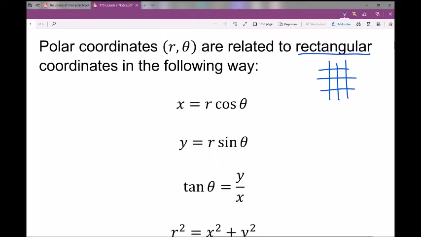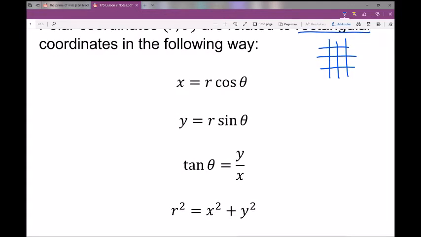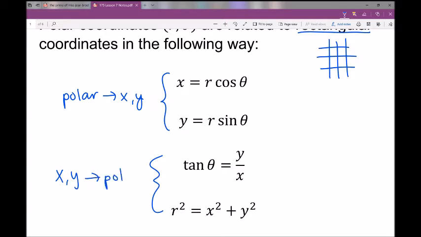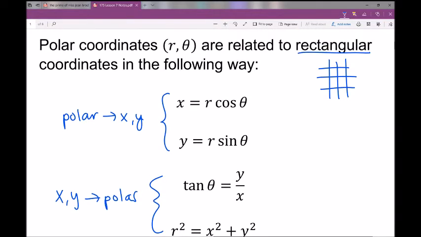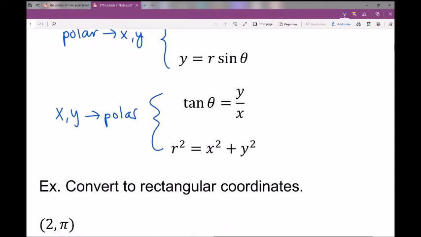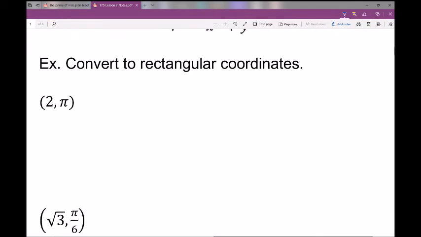So we're going to look at how to go between these two coordinate systems. These equations below are some good ways to do that. The first two are useful if you want to go from polar to the XY coordinate system, and the second two are useful if you're starting in XY and you want to go to polar. So those equations are useful for converting your coordinate systems. Let's practice with a couple of examples.